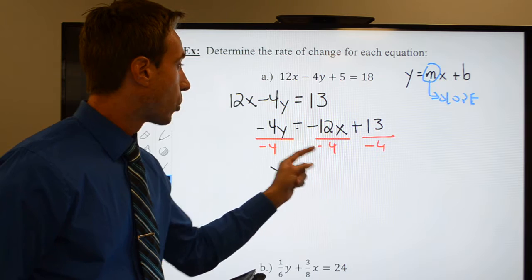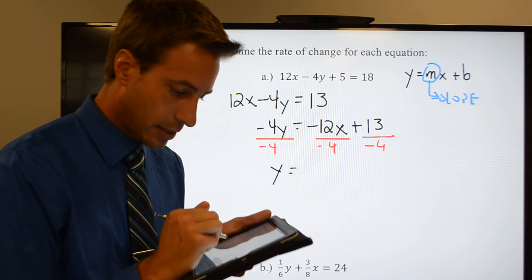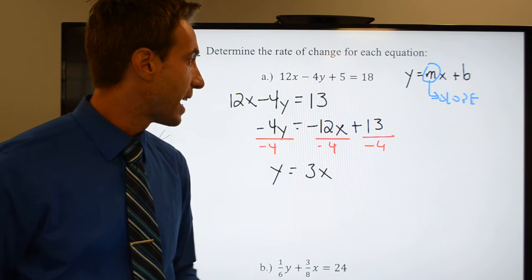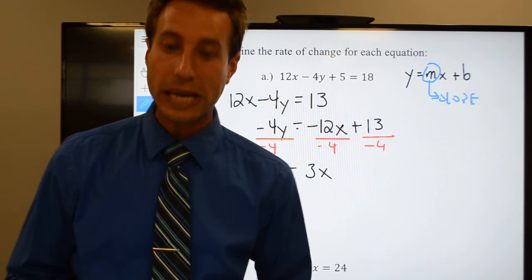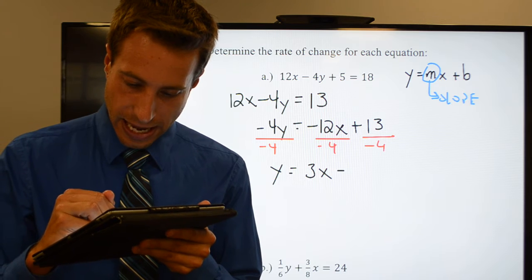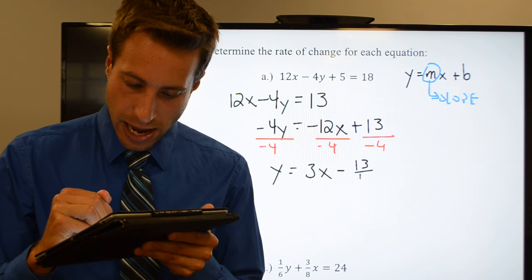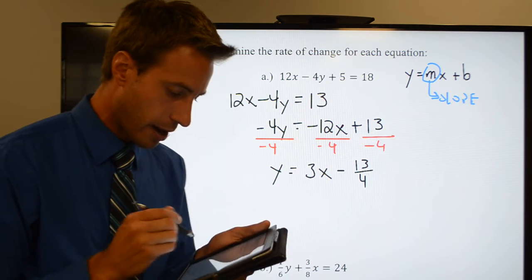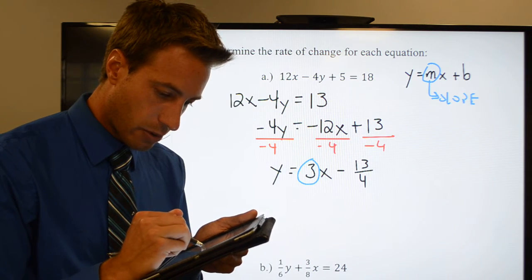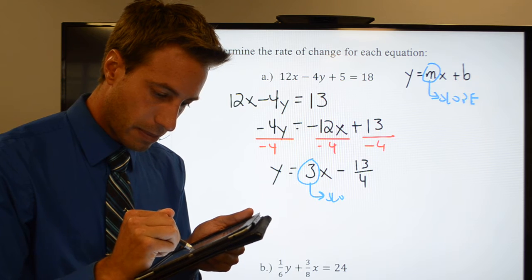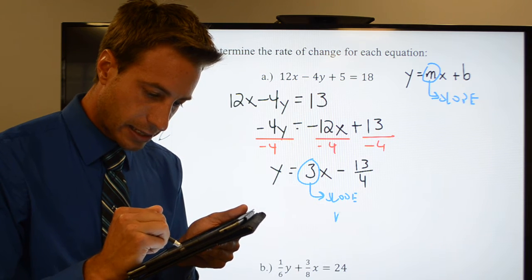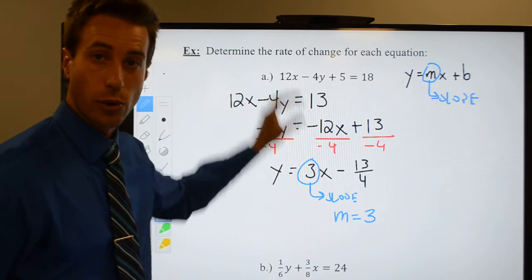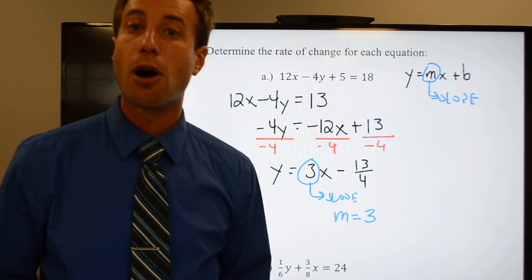Well, a negative 12 divided by a negative 4, that's easy. That's a positive 3. A 13 divided by a negative 4, not so easy. That's okay. We're just going to write it as negative 13 fourths. And the reason we're not going to mess around with that so much is because I really don't care. All I wanted was this guy right here, which is going to be my slope. And that is m is equal to 3. I know that this equation has a slope of positive 3.